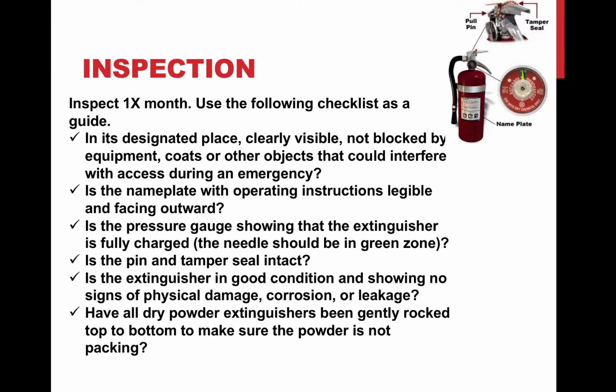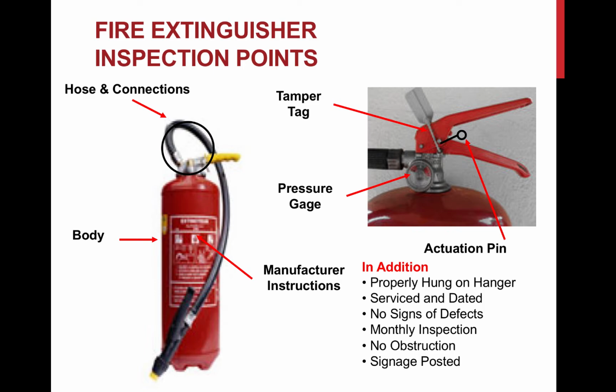Have all dry powder extinguishers been gently rocked top to bottom to make sure the powder is not packing? In other words, sticking together at the bottom. It has to be loose to work properly. Okay, so this is a picture of all the inspection points: your hose and connection, the body, the manufacturer instructions, the pressure gauge, the tamper tag, and also properly hung, serviced and dated, no signs of defects. Does it have a monthly inspection? No obstruction to make it visible, and the signage posted.